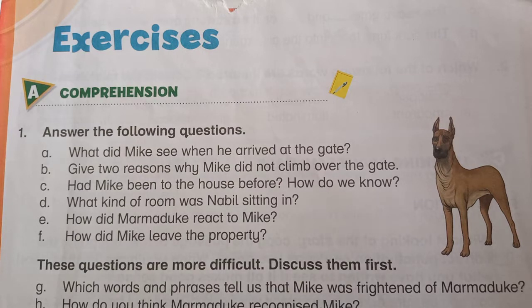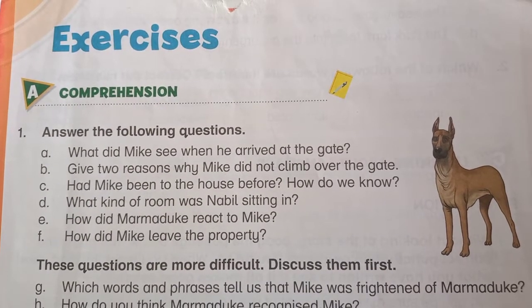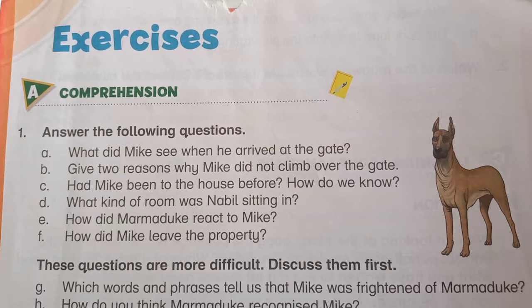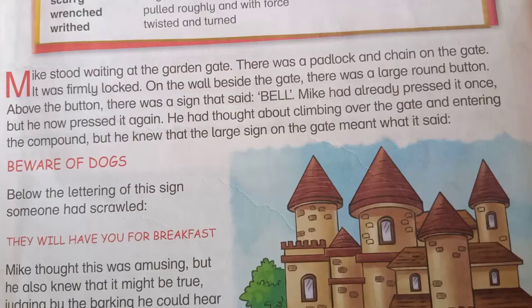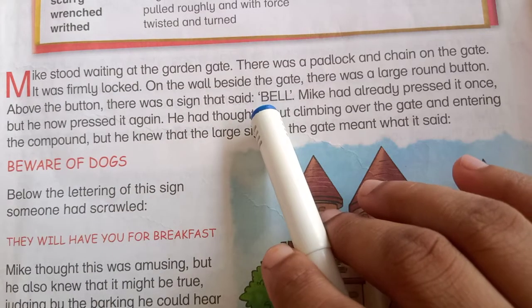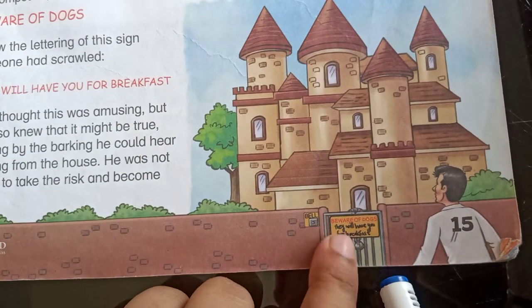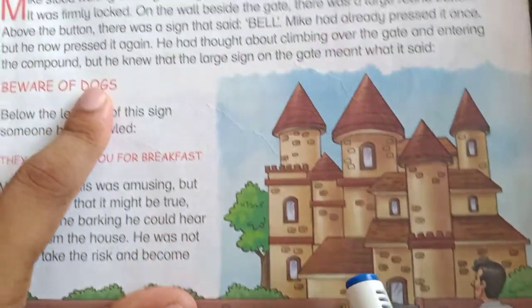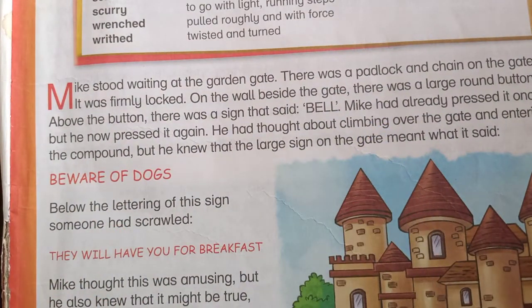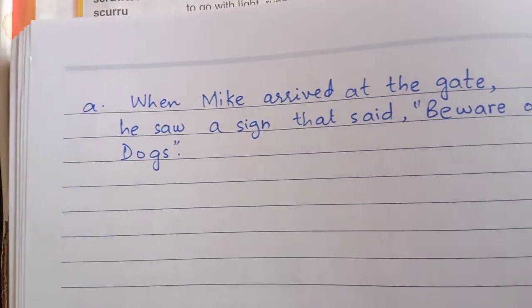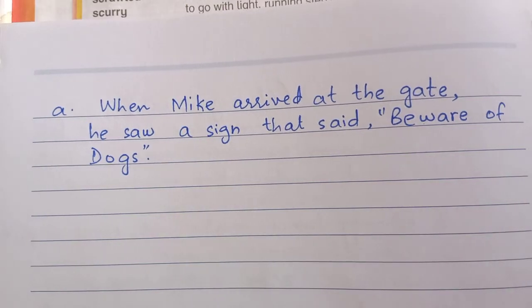Mike ne kya dekha? So let's find out what did Mike actually see when he arrived at the gate. If you remember, students, we found that Mike saw a bell and there it was written, beware of dogs. So this could be the answer to question number 1. The answer is mentioned in the paragraph also, and here this sign that is written on this gate, you can write the answer from here also. So we'll simply write the answer as, when Mike arrived at the gate, he saw a sign that said, beware of dogs. This is the answer to part A.